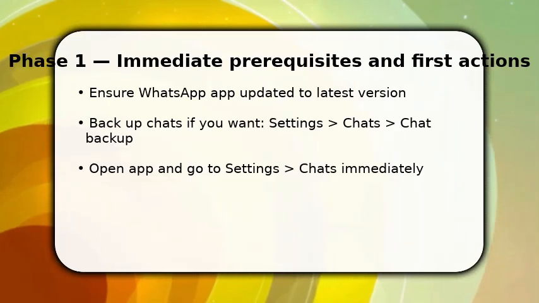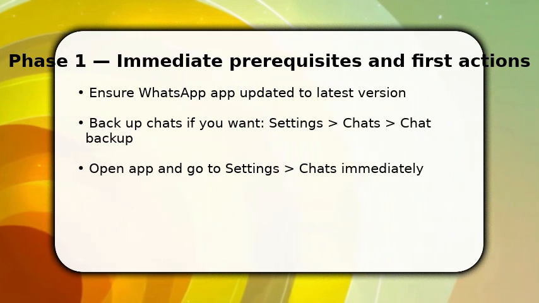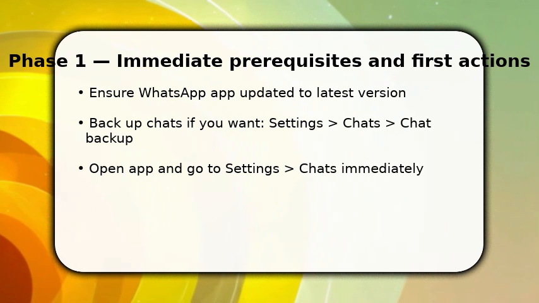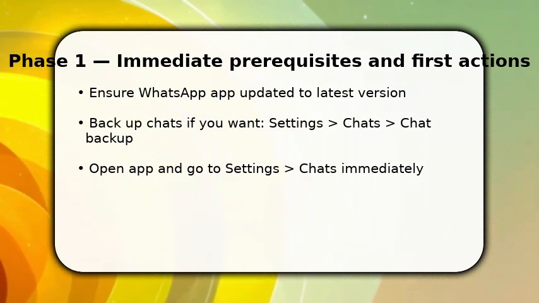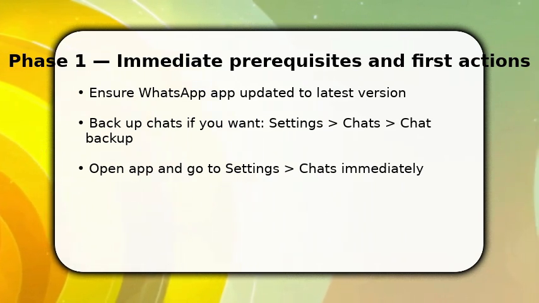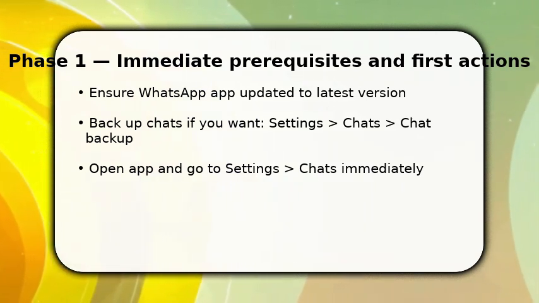You start by preparing the app. Make sure WhatsApp is updated, and if needed, back up your chats. Once done, open WhatsApp and tap Settings, then Chats to reach theme options. You do this because newer themes rely on current app resources and backups protect messages if something goes wrong.